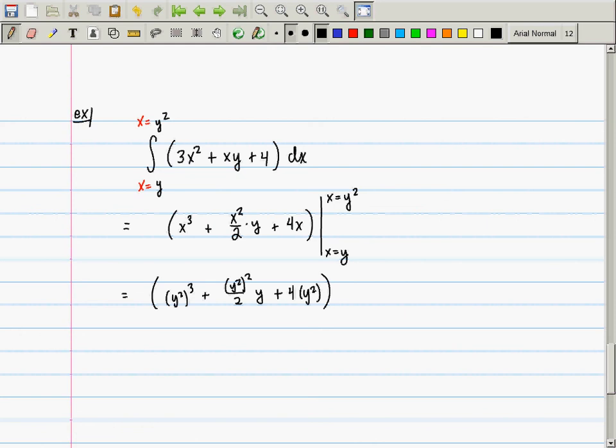Okay, then minus y cubed plus y squared over 2y plus 4y. Okay, and then you can imagine that I could further request, I want you to simplify this as much as possible, and so on. Okay, so does everybody understand this example? Okay, so now let's do another example.